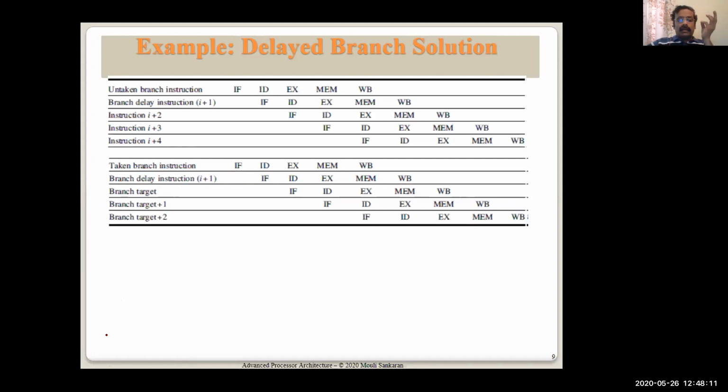So what is the additional load on the system? The compiler has to be intelligent enough. It should find out the instructions which are independent, which can be moved here. And if none is found, a no op has to be put in. So these are the additional efforts that have to be taken.